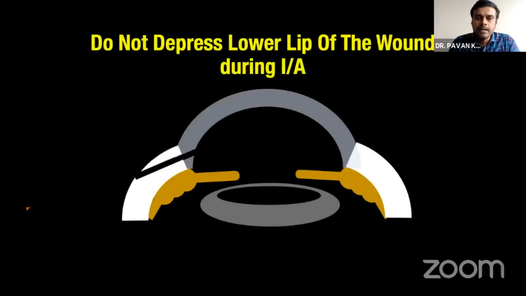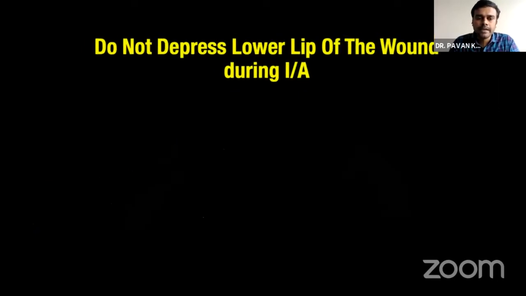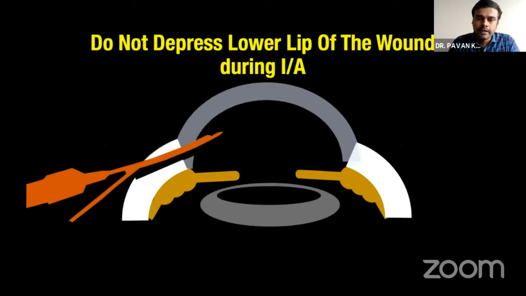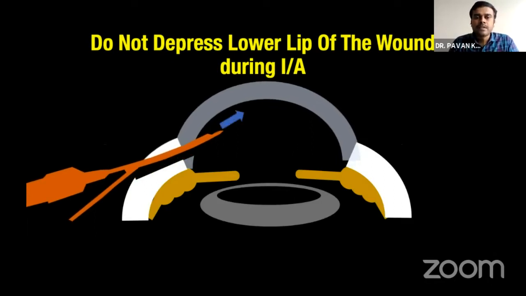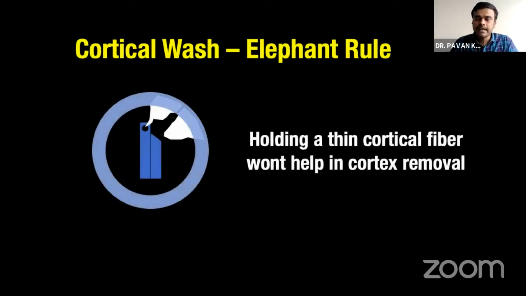So there are multiple steps like this, where depressing the lower lip causes wound opening. At the same time, you have to lift the upper lip so that the wound stays closed all the time. All these basic concepts can be easily made understandable once we show simple animations.